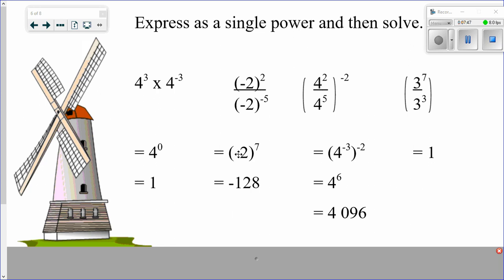Notice that the negative sign is inside the brackets, so it also is being taken to the power of -7. Remember your BEDMAS rules. You have to do what's inside the brackets first. So 4 to the power of 2 divided by 4 to the power of 5, 4 to the power of 3. Power rule says we multiply them together, which makes it 4 to the power of 6, and then we expand it out.